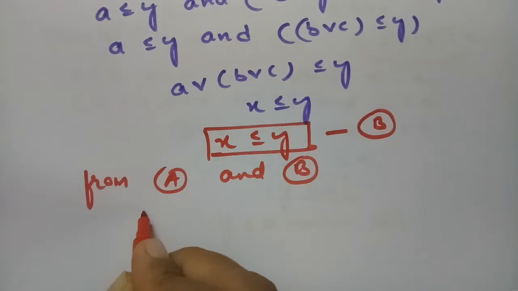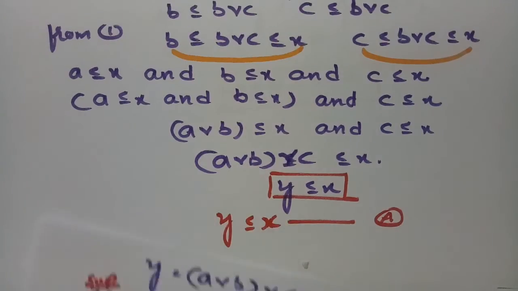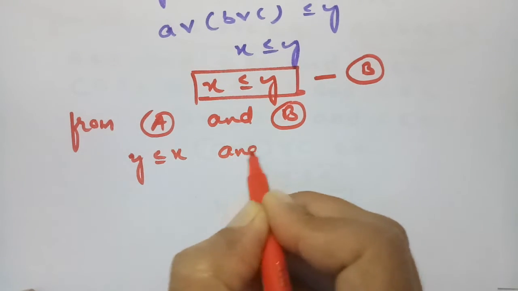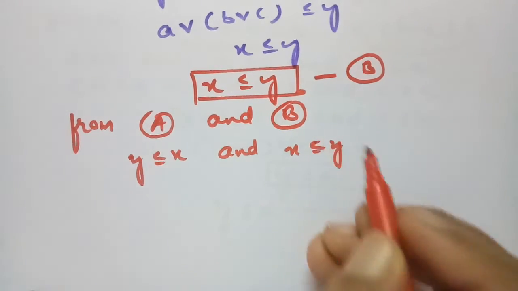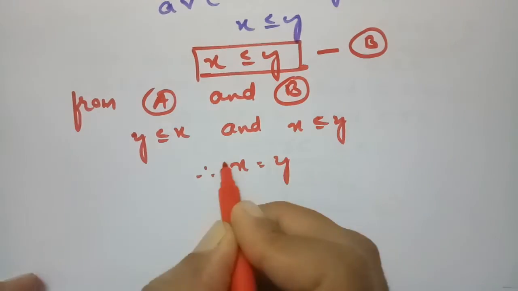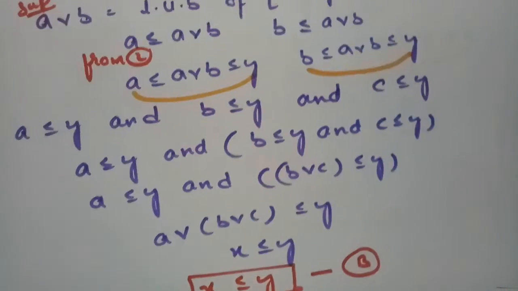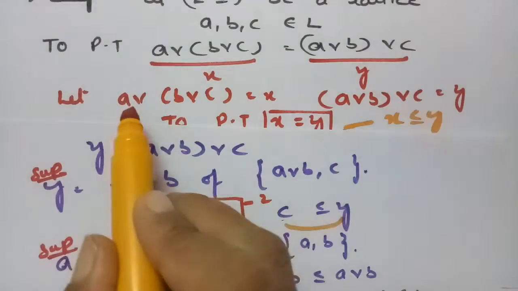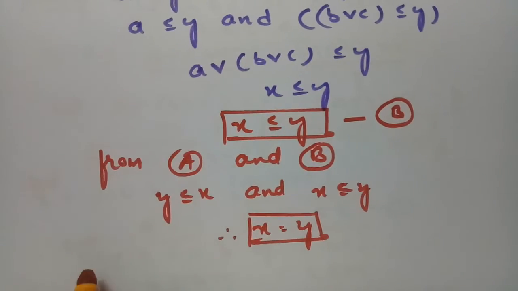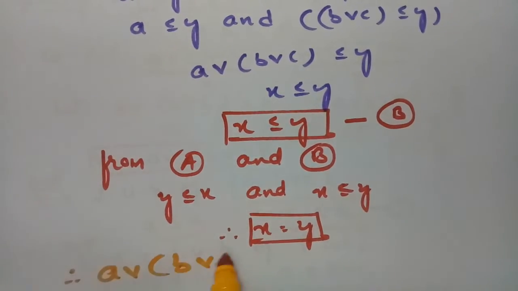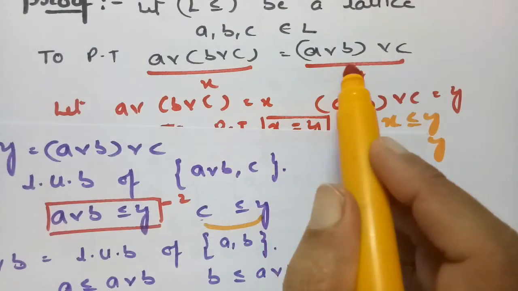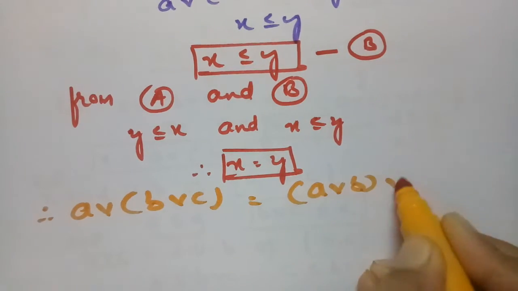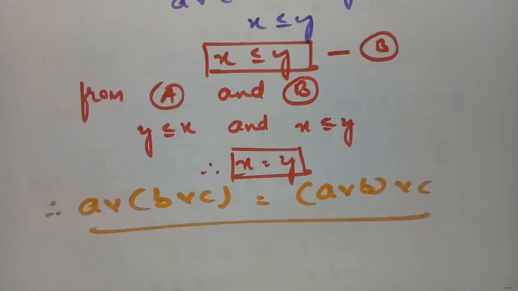So what is A here? A is nothing but the relation y less than or equal to x. So this is y less than or equal to x and x less than or equal to y. Therefore x is equal to y. So what is our x value? Let me show you what is our x here. x is nothing but A join B join C. Therefore A join B join C is equal to, what is our y here? y is nothing but A join B join C. And this is our associative property.